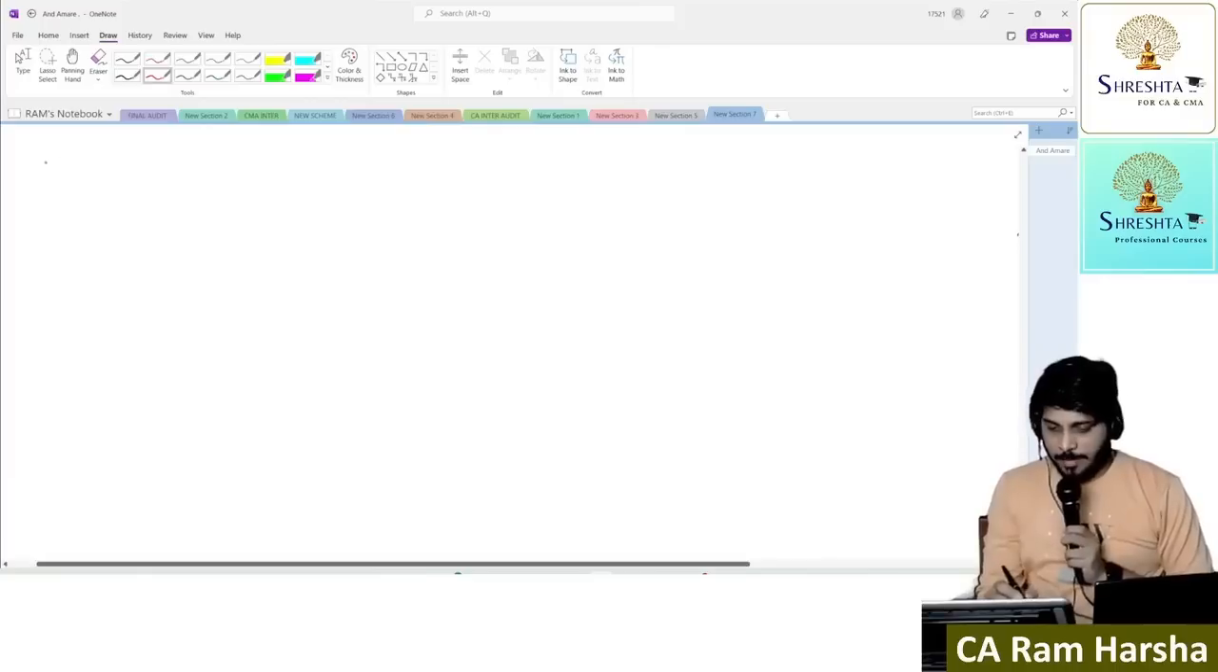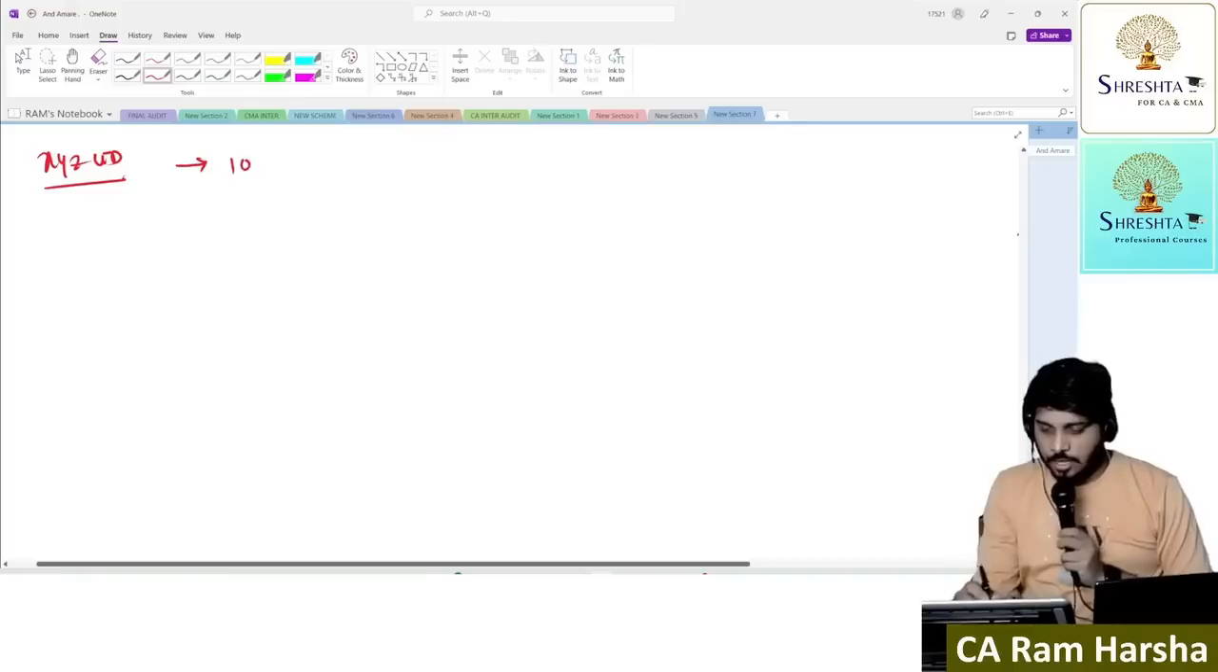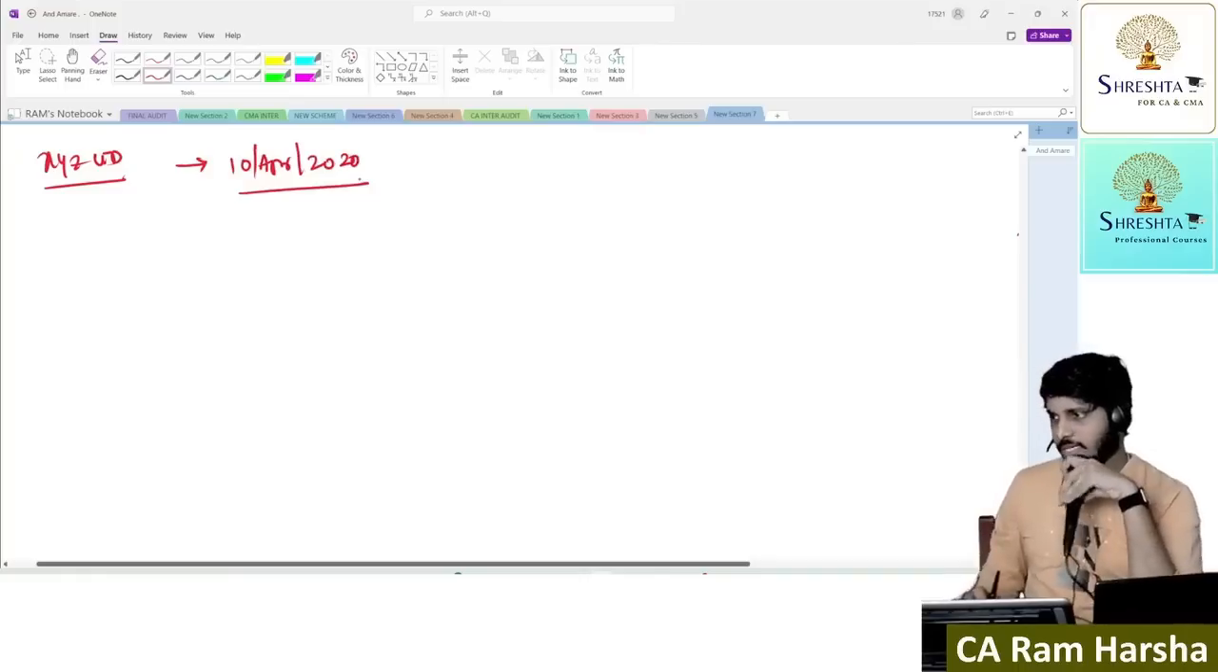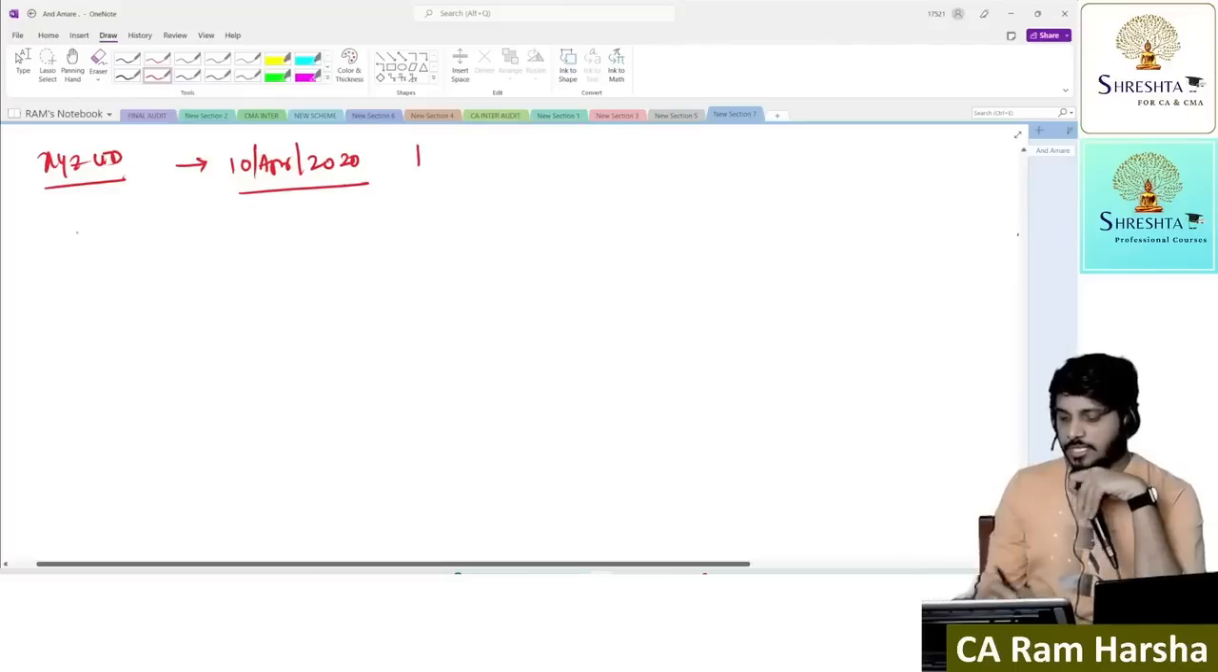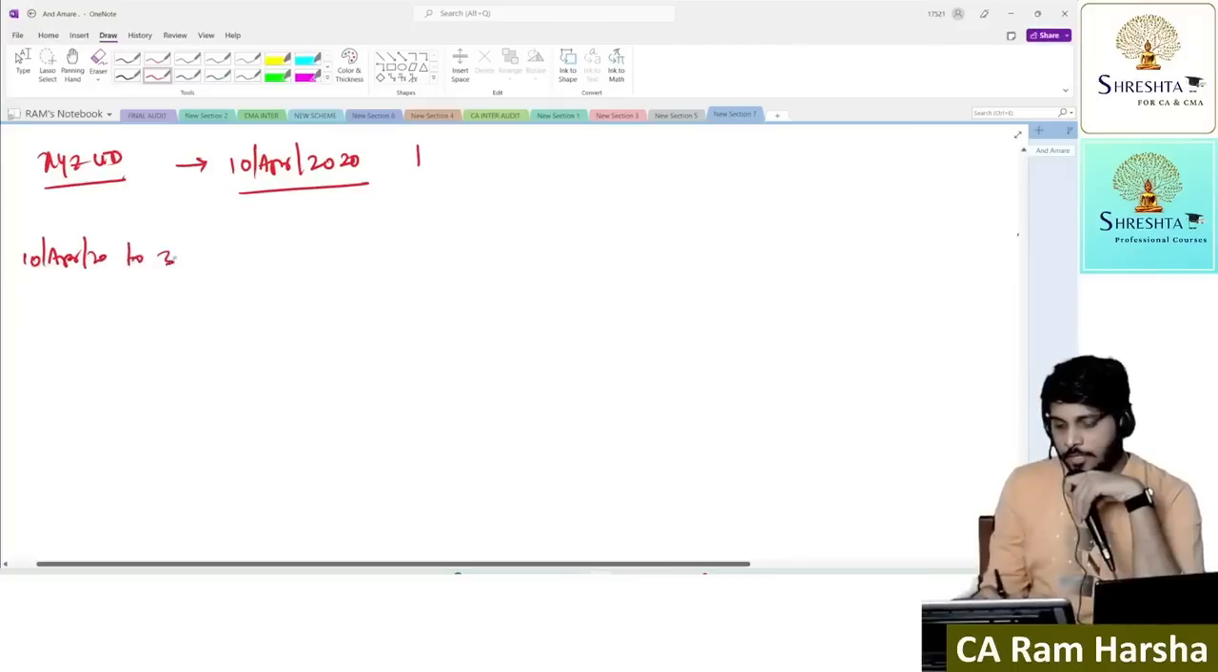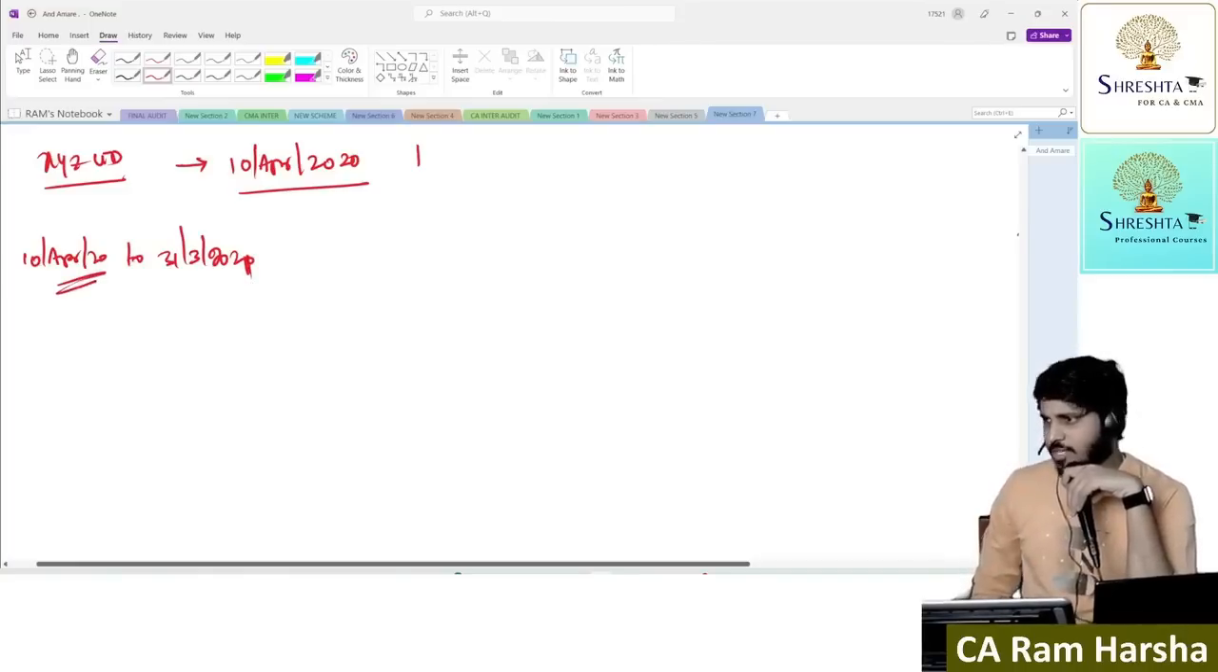Suppose a company XYZ Limited was incorporated on 10th April 2020. This is the year when the company was incorporated. So what is the first year actually? 10th April 2020 to 31st March 2021. Now, within 30 days means by 10th May we should appoint the auditor.